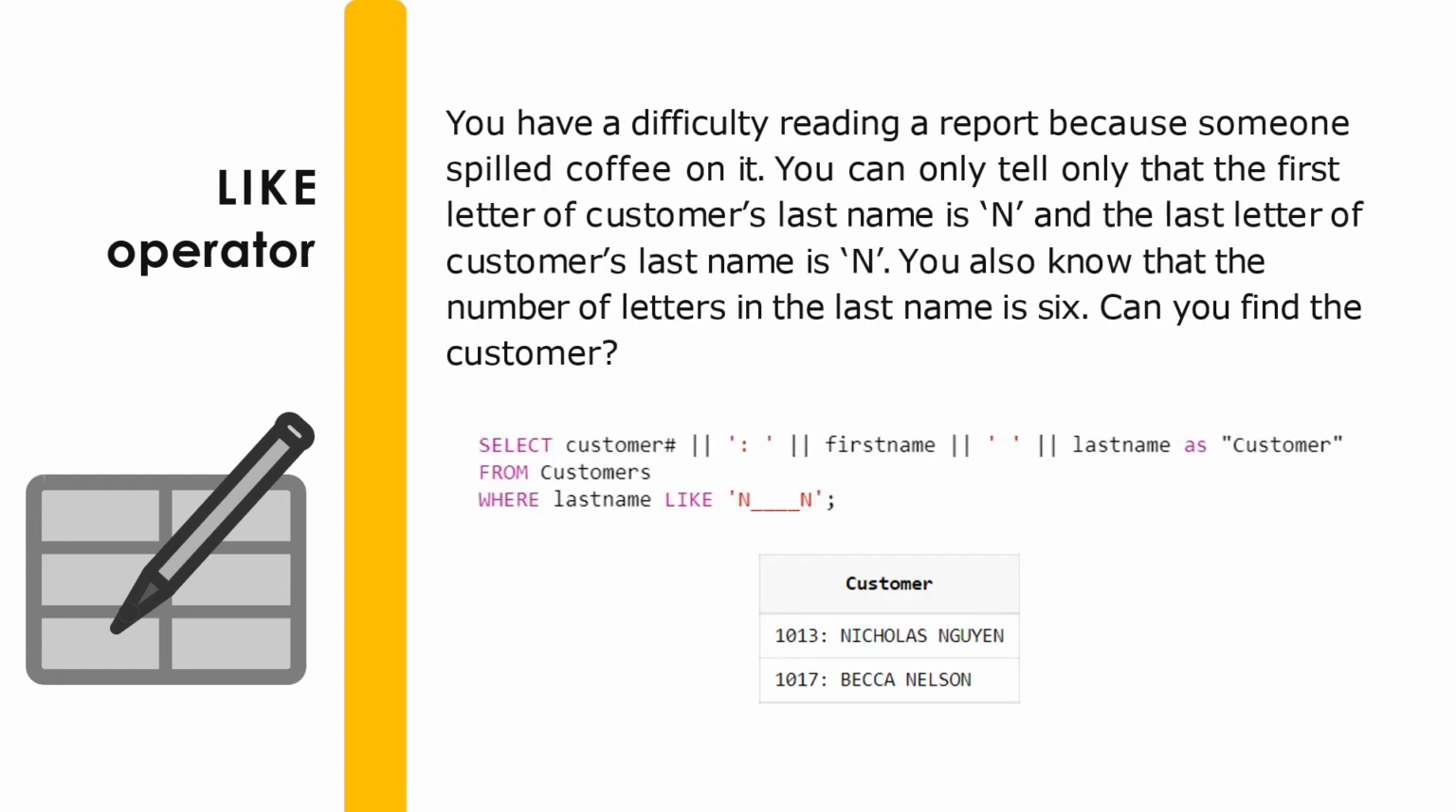If you would like to be specific with the number of characters, you can use the underscore wildcard. As in here, we only know that the first letter of the customer's last name is the letter N, and the last letter of the customer's last name is the letter N as well. And we know that the number of letters in the last name is 6. So we can specify in our LIKE the 2 N's at the start and at the end, and then 4 additional underscore wildcards. And in our output, we can see that customer Nguyen and customer Nelson satisfy this WHERE clause.